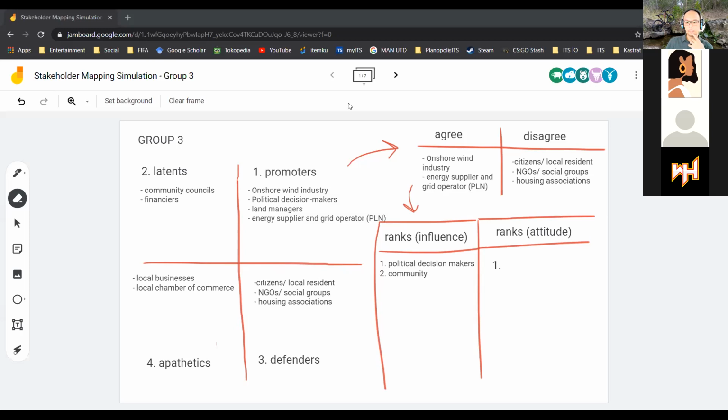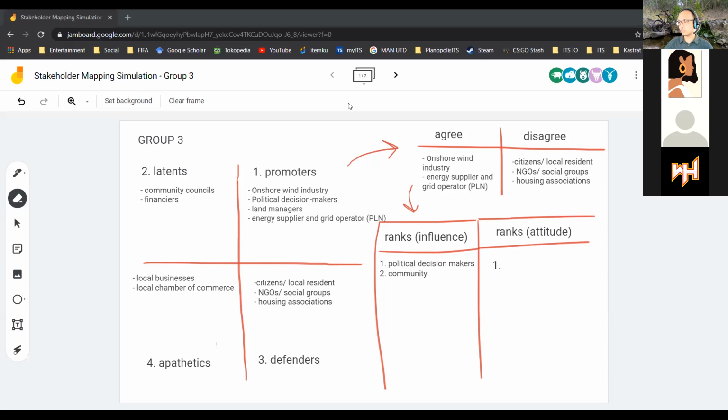But the financier doesn't really have high interest in the project. And then we go to the defenders, the citizens, local residents. I think the citizens and local residents have low influence, but they have high interest to oppose or agree with the project, because in the scenario, the wind farm will affect the health of the people.